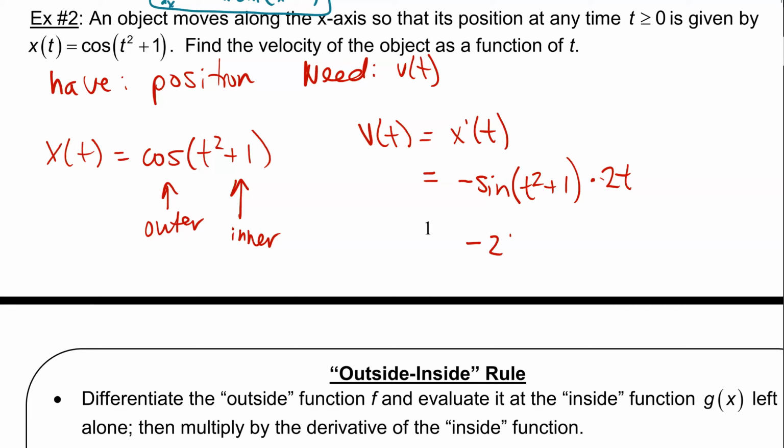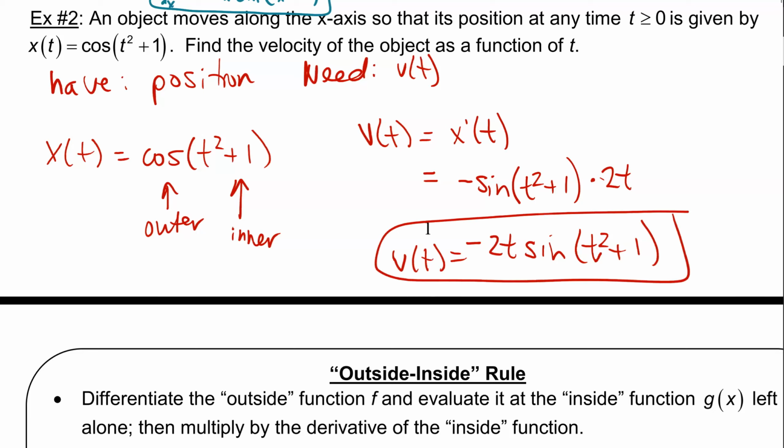All right, so I move the 2t in front because it's a coefficient I'm multiplying. If I take 1 times 2, it's the same as 2 times 1. That's why I can just write it in front. So negative 2t times sine of t squared plus 1. Yep, that's it. Cool. All right, so 1 page done.